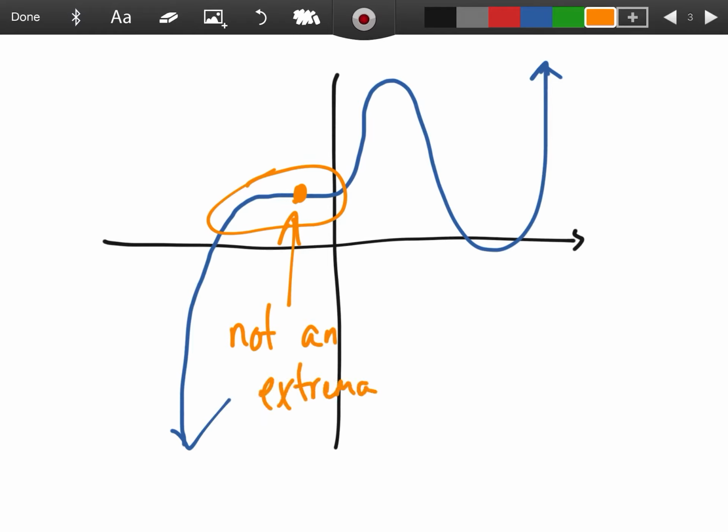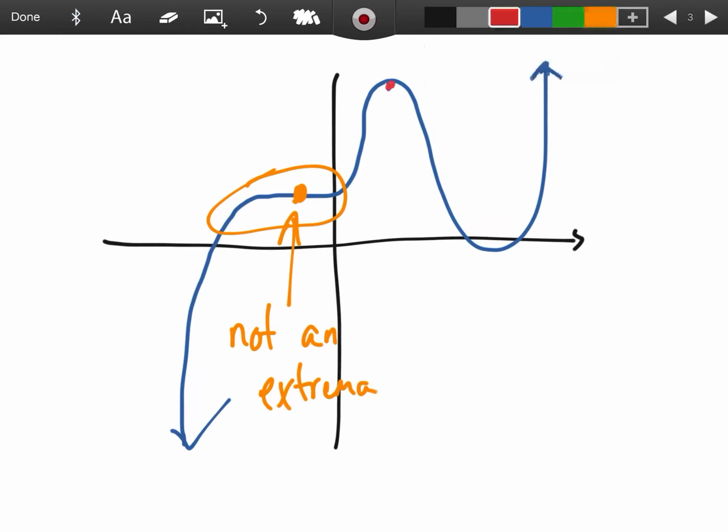The same goes for if a function goes from increasing to constant. If it flattens out completely, then none of those points are an extrema because they are not higher than the points immediately next to it.